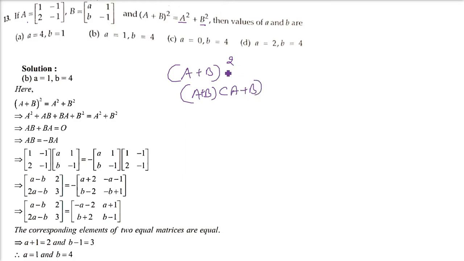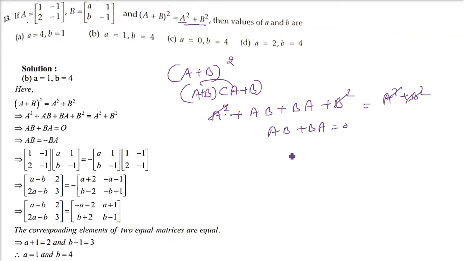So what do you get? (A plus B) into (A plus B). A into A is A square. A into B. Then B into A. Then B into B, that is B square. And this is equal to what? A square plus B square. But what I'm suggesting here is A square, B square gets cancelled. So AB plus BA is equal to 0. So AB is equal to minus BA.